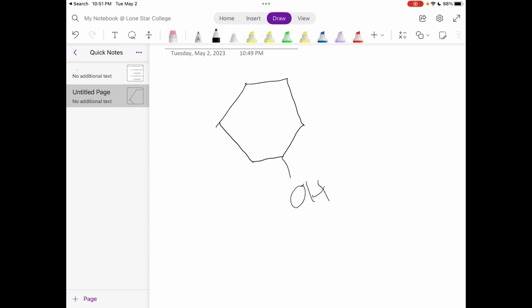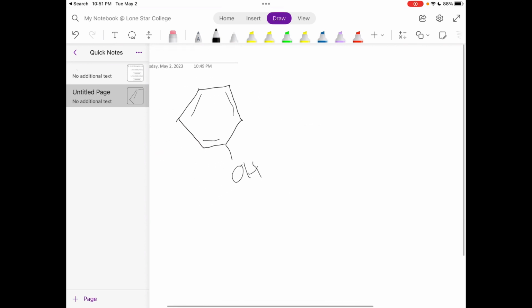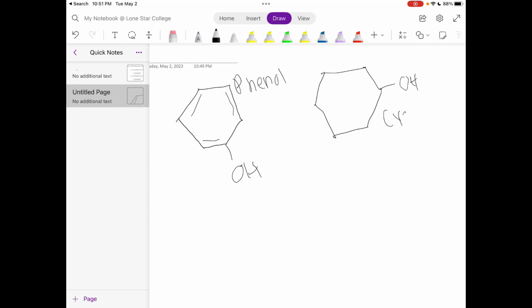Oh, but there's one difference. This has a ring, and I'm guessing cyclohexanol, whatever, doesn't. This is phenol. And this is cyclohexyl versus. Okay, so they're asking for which one is more acidic.